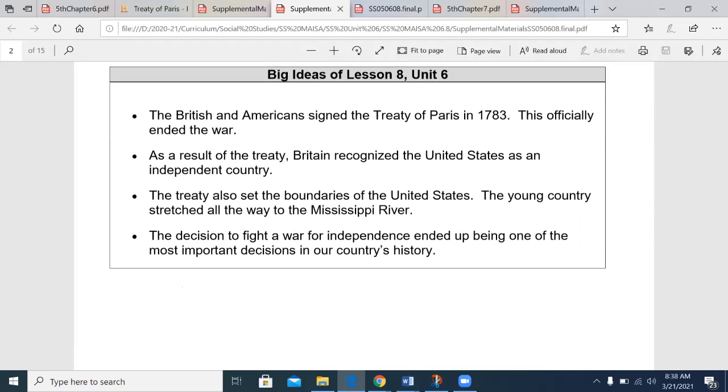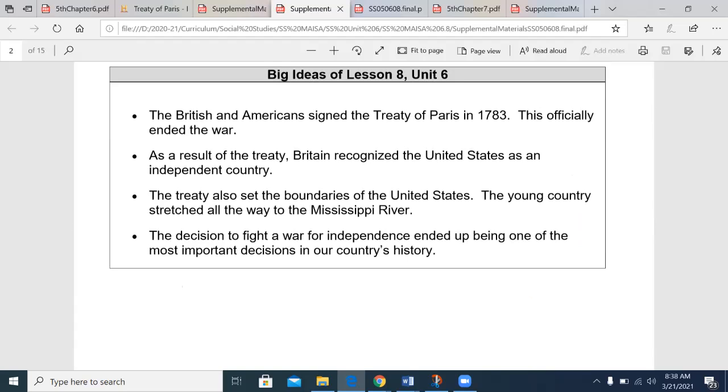1863 that officially ended the war. As a result of the treaty, Britain recognized the United States as an independent country. The treaty also set the boundaries of the United States. The young country stretched all the way to the Mississippi River, irregardless of the people that already lived on that land.